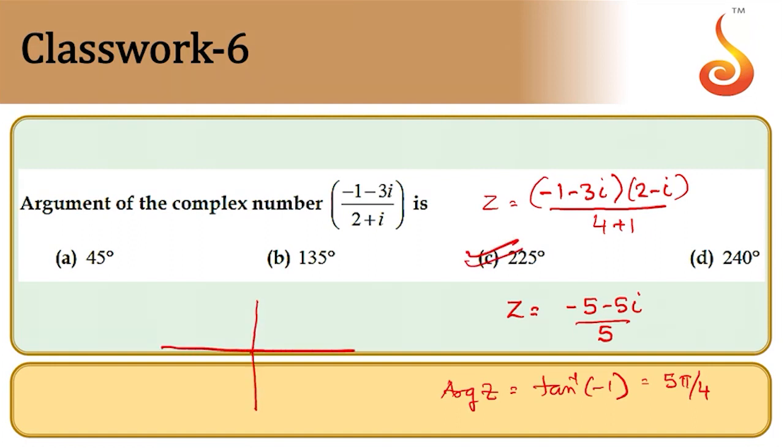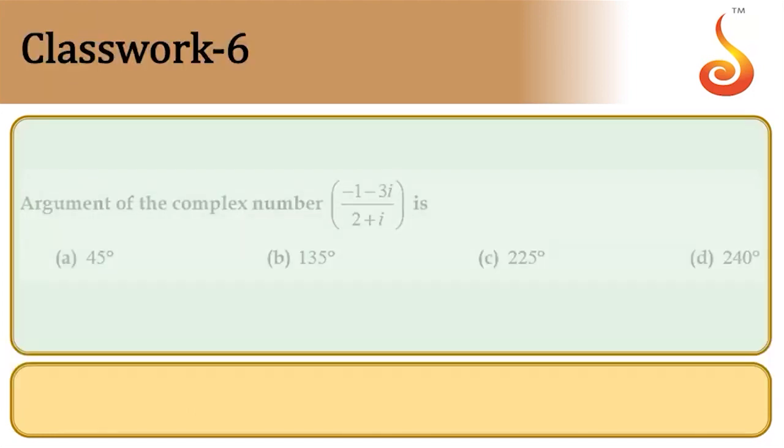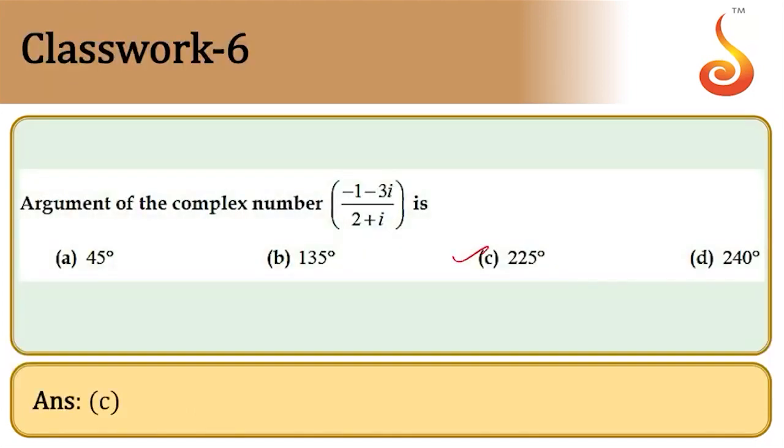If we calculate, the complex number will be here. If we calculate like this, it is 5 pi by 4, or if you calculate like this it will be minus 3 pi by 4. But the options are all given positive, therefore we consider 225. Example 7. Answer C.